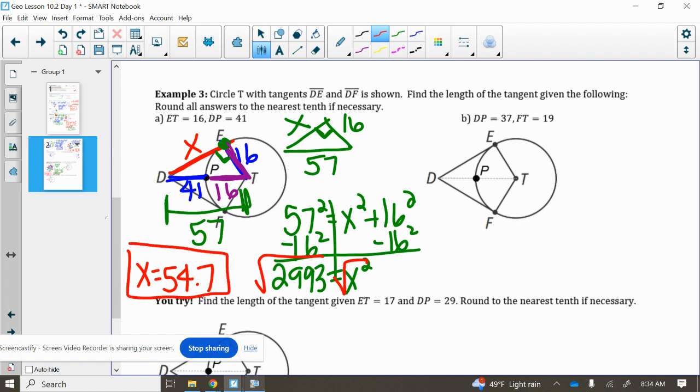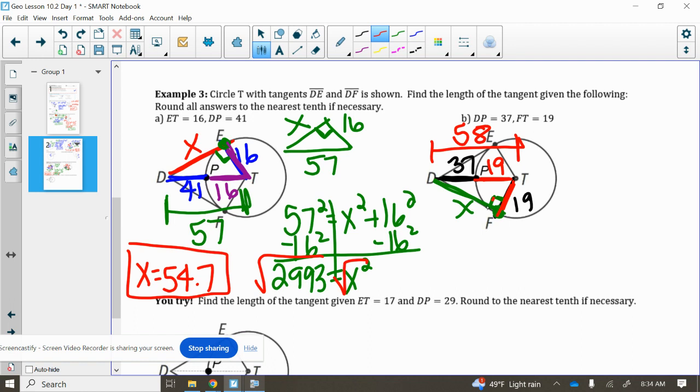Now on our next example, again, they are giving us a couple different things this time. D to P is 37. F to T over here is 19. Again, we want the length of the tangent segment out here, which we know is where that right angle will occur. Similar to that last one, P to T and T to F are both radii, so they both have to be 19, which means this whole side, D to T, would have to be 37 plus 19, so 56.